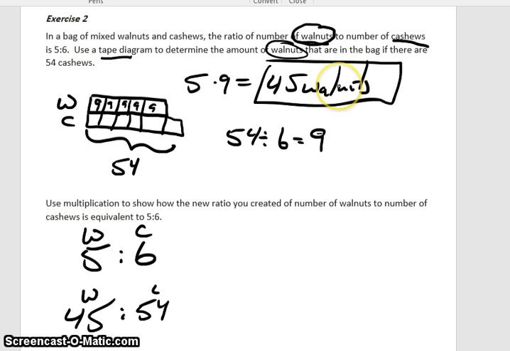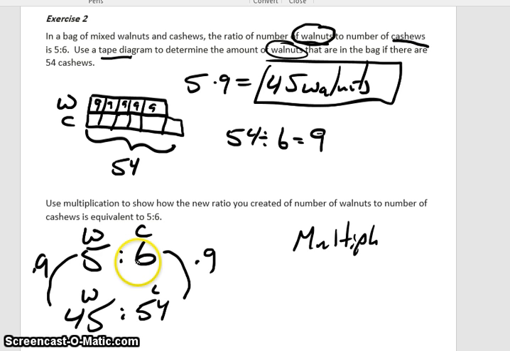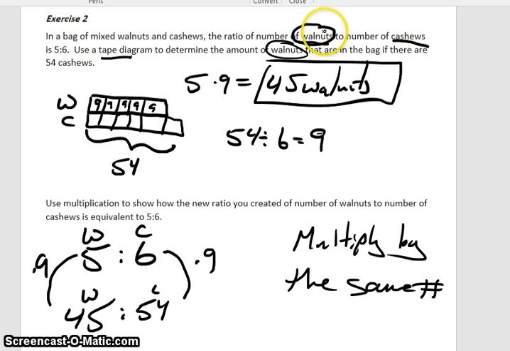And this is going to check my work, because what do you multiply by to get to 45? 5 times what is 45? Yeah, 9. Absolutely it is. And then what would you multiply to get to the other amount? You have to multiply by 9. I am multiplying by the same number, so I get equal responses. So I just used multiplication to show how my new ratio is equivalent to 5 to 6. The big thing here is to multiply by the same number. That's the key thing. I multiplied them by 9. It worked out.